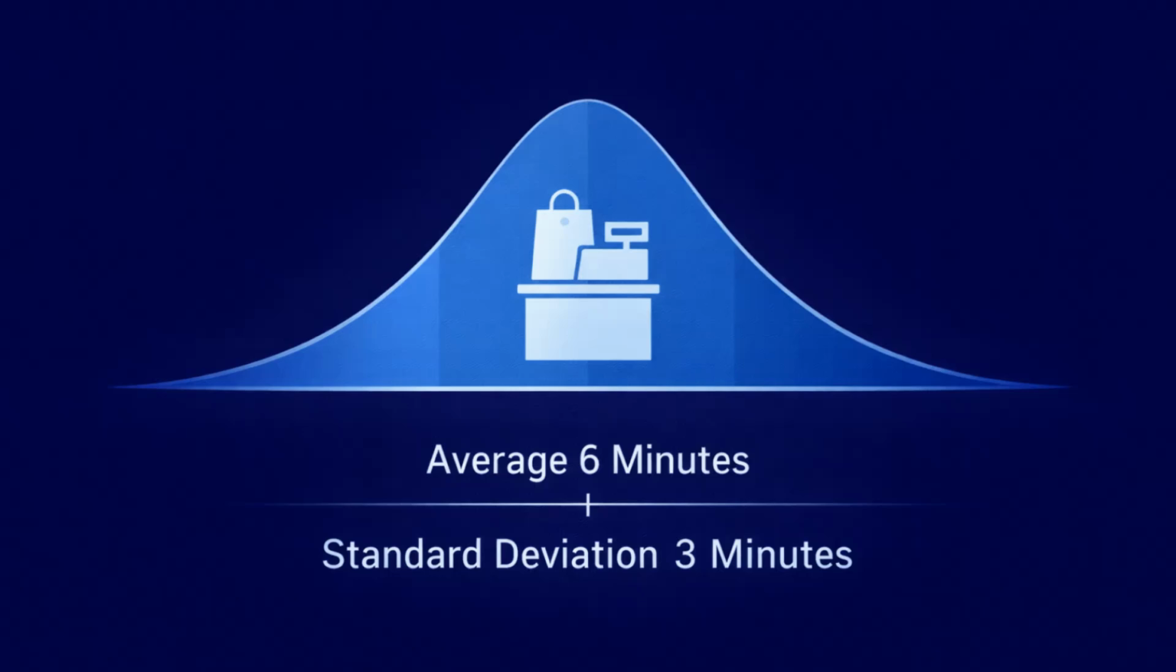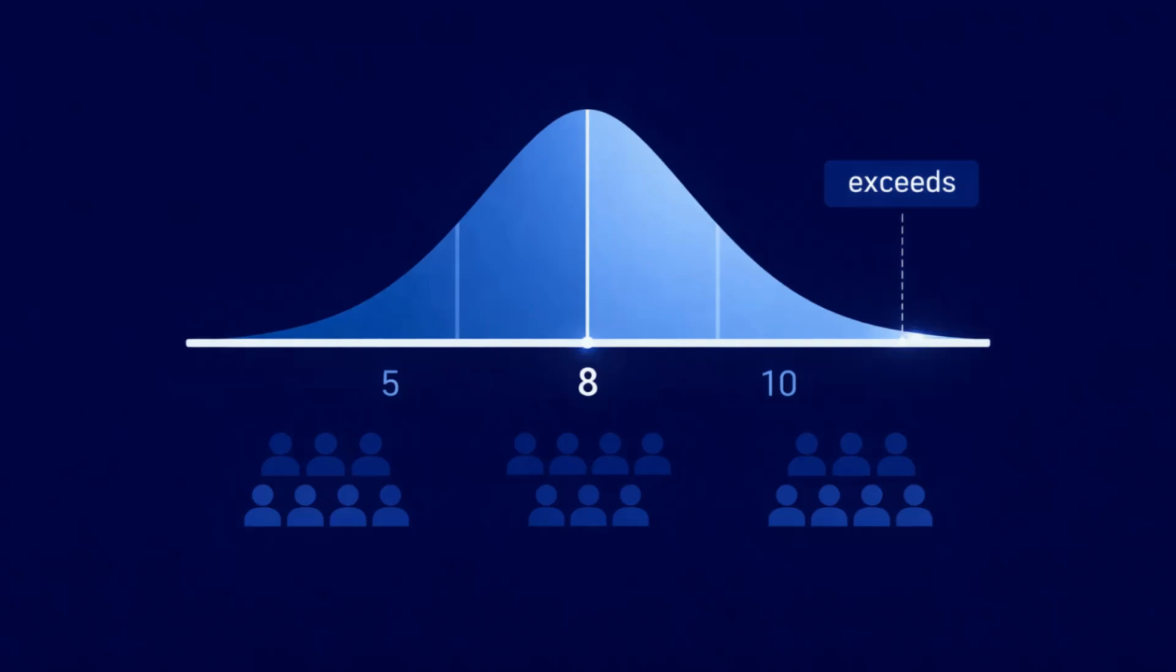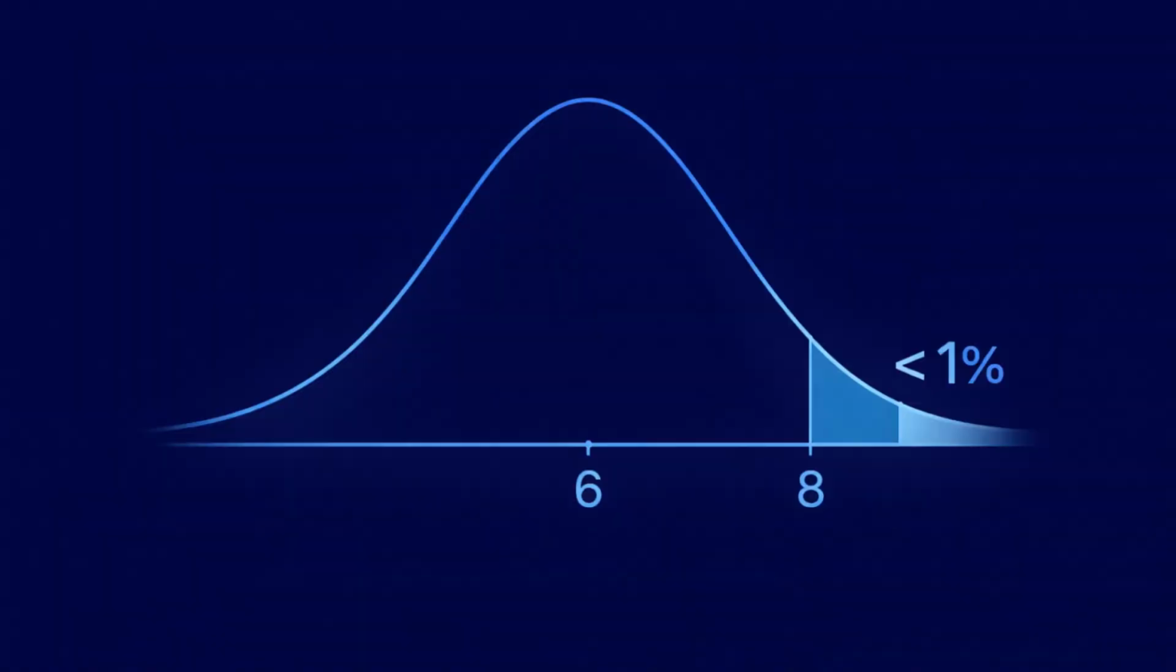Now imagine a grocery store tracking checkout times. Individual checkout times average 6 minutes with a standard deviation of 3 minutes. The manager wants to know how stable checkout is across groups of 25 customers during busy periods. Specifically, they ask how likely it is that the average checkout time exceeds 8 minutes. This is again a central limit theorem question.